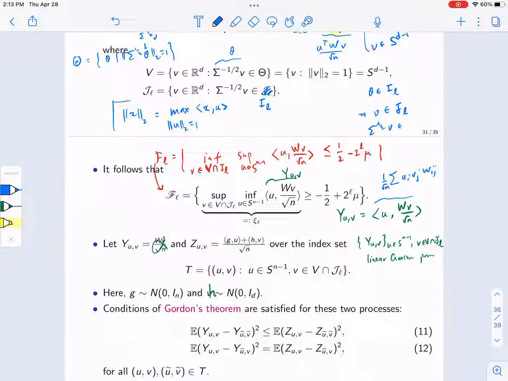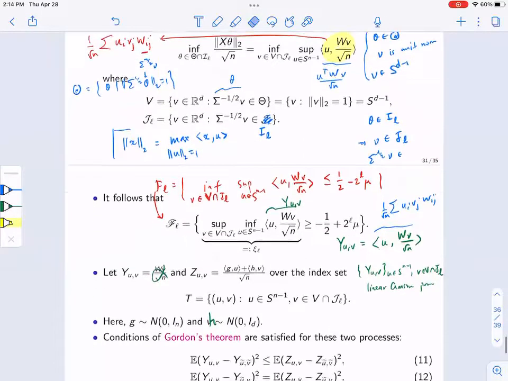But for different U's and V's, if you take Y_UV and then Y_U~V~, they're not independent. There is some sort of correlation structure. So it's a genuine process. It's a linear process, but we can ignore the linear part. It's an example of a Gaussian process.